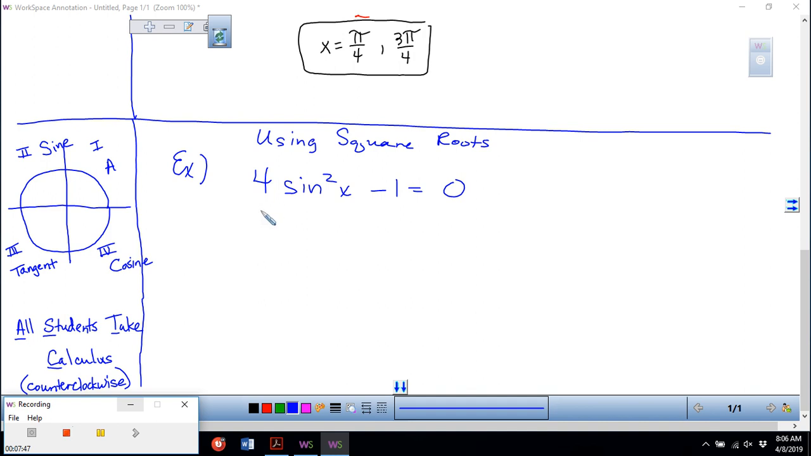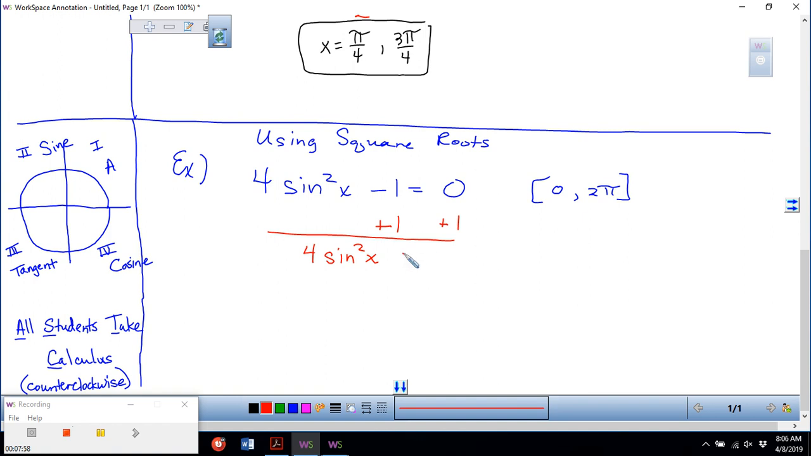Okay, next example. We've got 4 sine squared x minus 1 is equal to 0. So now we are going to solve this one using square roots. We want to solve it over the interval 0 to 2 pi. So let's go ahead and get started. First thing we're going to do is do our normal algebraic processes. So we're trying to isolate the sine squared of x. We're going to add 1 to both sides. So we've got 4 sine squared x equals 1. Now we're going to divide both sides by 4. So we have sine squared x is equal to 1/4.